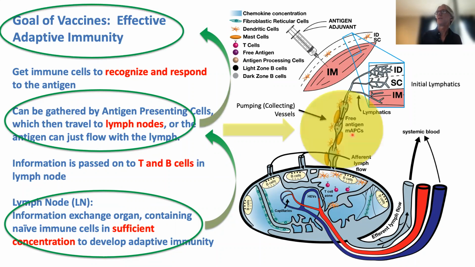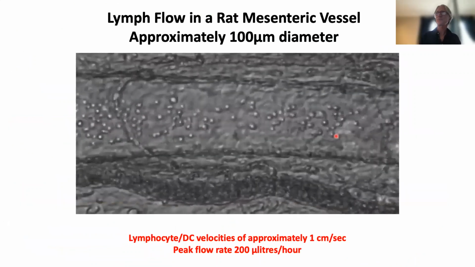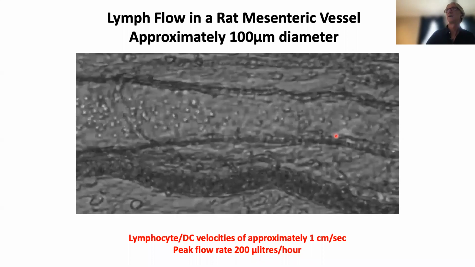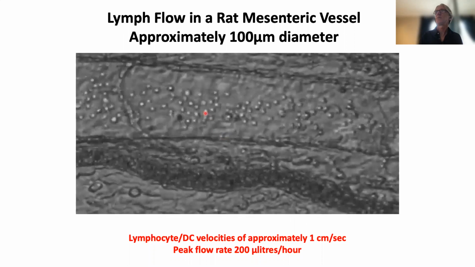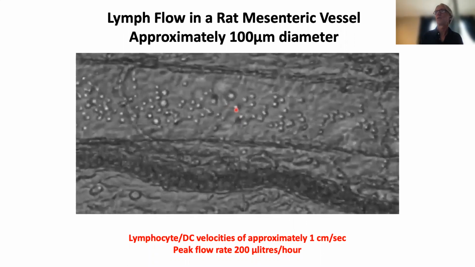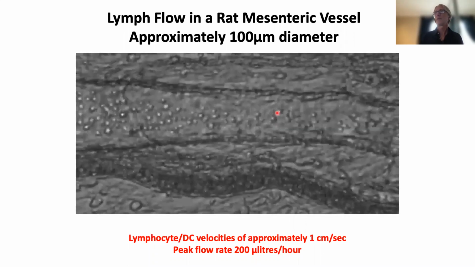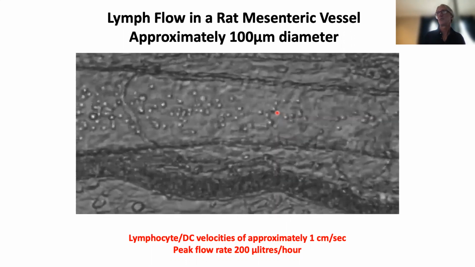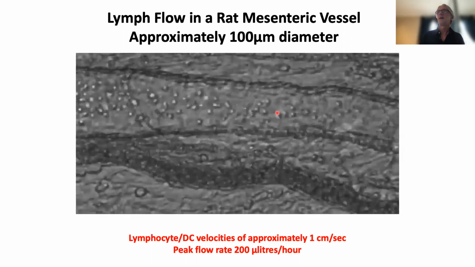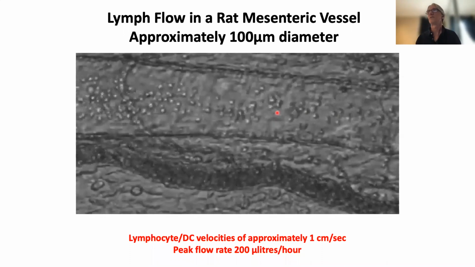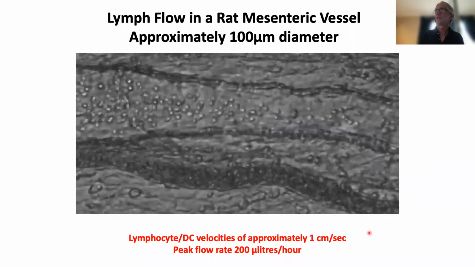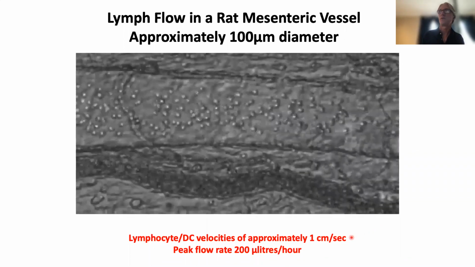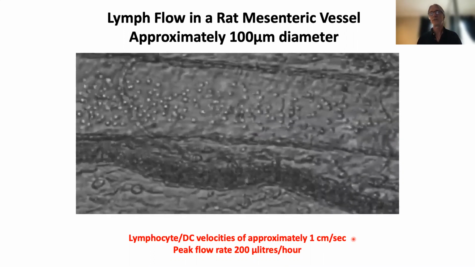Well, let's talk a bit about these collecting vessels, and this will be the last thing I talk about today. This is what those vessels look like. This is the lymphatic vessel here, and down here is a blood vessel. You can see lymphocytes and other immune cells flowing through the lymph vessel. They speed up, they slow down, they go backwards a little bit, but they go mostly forwards. This gives you some idea of what those vessels look like and what the flow in them looks like. The velocity of those immune cells going through there is about 1 centimeter per second.